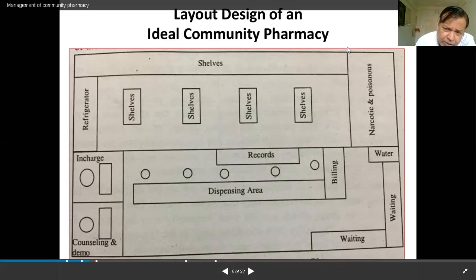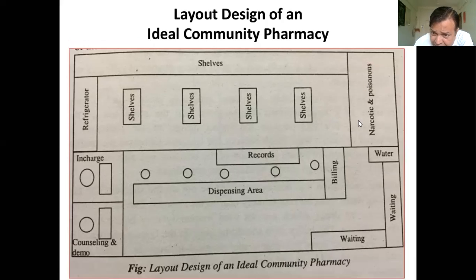And one important rack or shelf is made for narcotic and poisonous drugs. They should be stored separately from the other drugs and labeled with red color, and it should be written narcotic and poisonous substance. It is not easily accessible and not given without a prescription. So these are the common things, and this is the layout design of an ideal community pharmacy.